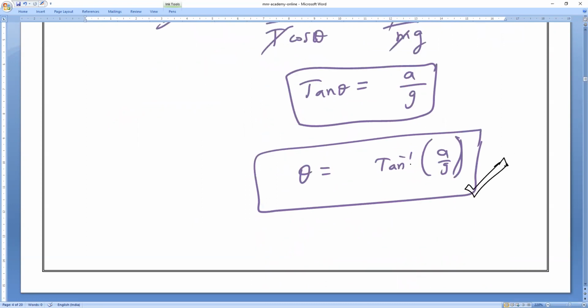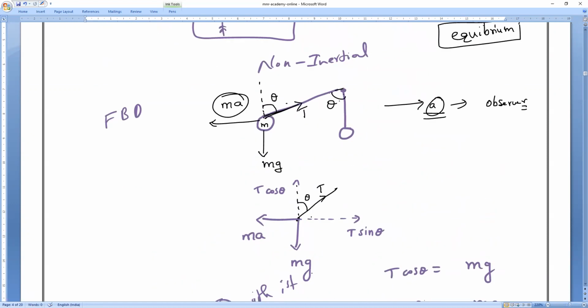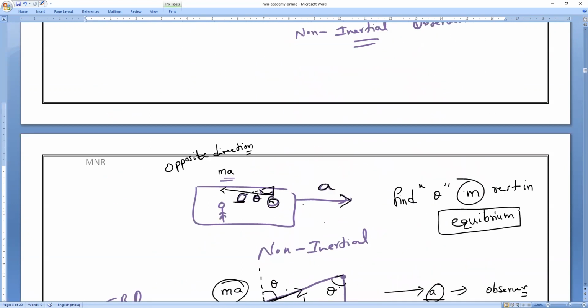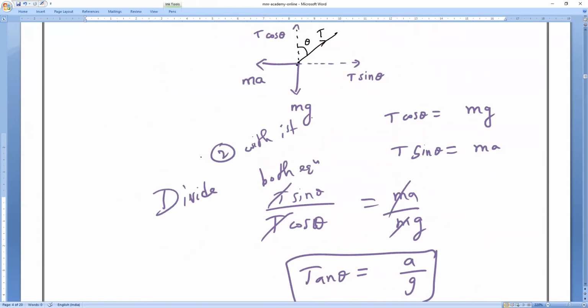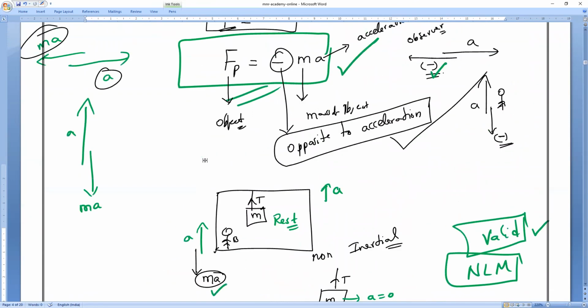So for the inertial frame it is the same and for the non-inertial frame also the same. But in the non-inertial frame we should consider one new thing. What is that, everyone? Always you have to consider the pseudo force. The force always acts opposite to the direction of acceleration of the observer. That is what you have to remember.